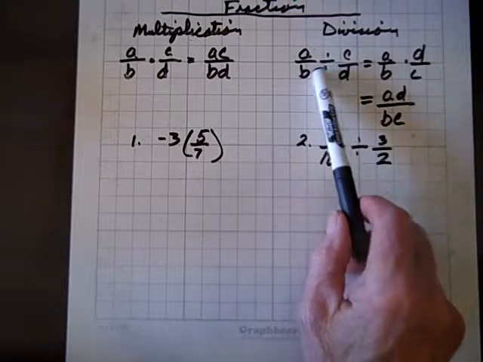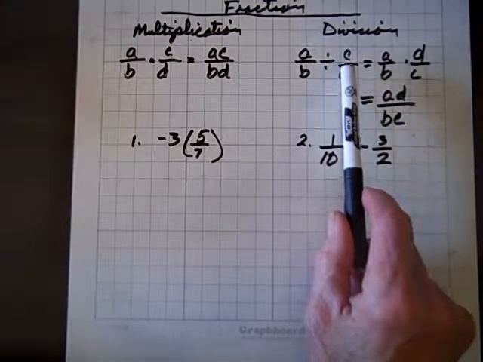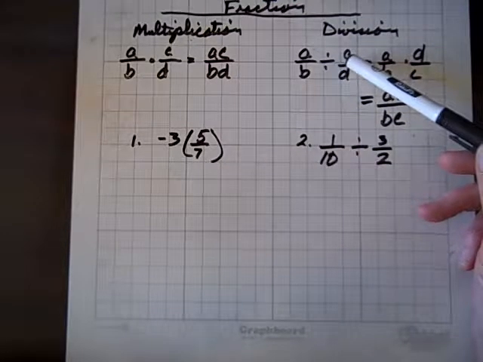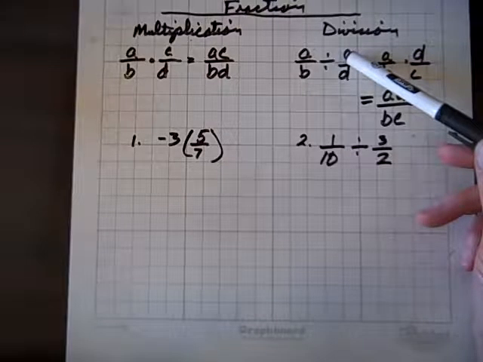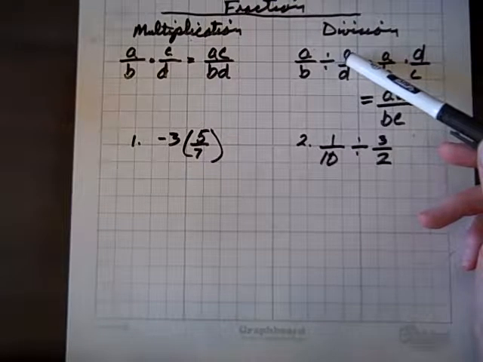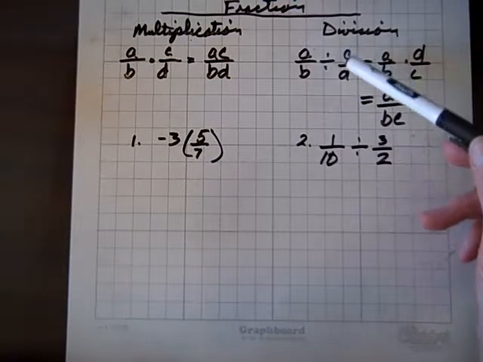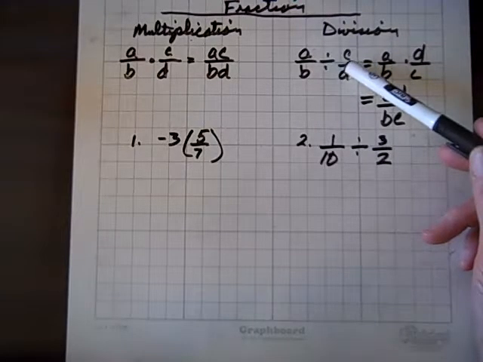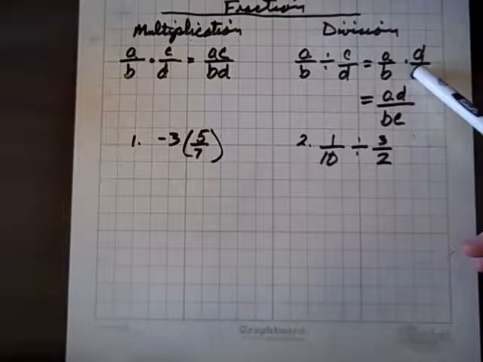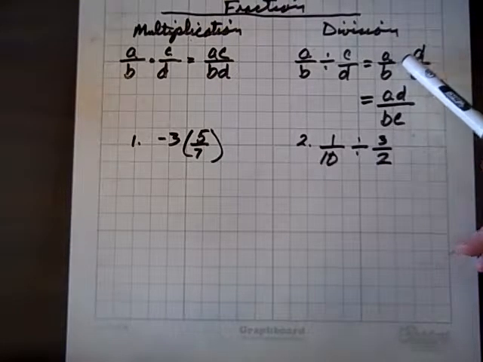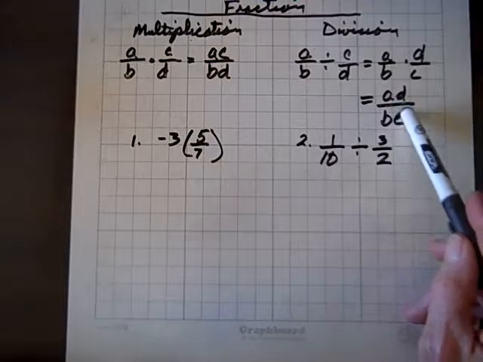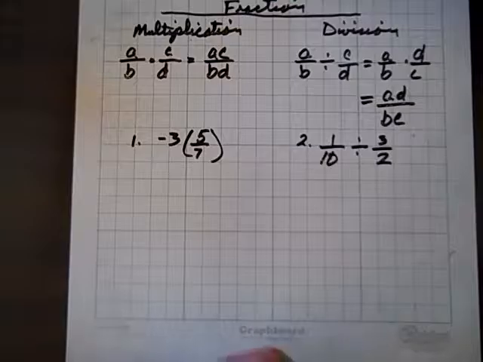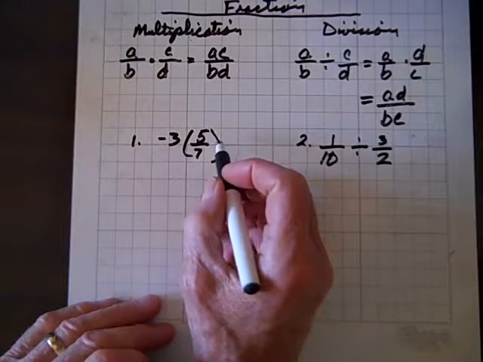On the other hand, when you divide, you have to first convert the division into multiplication, and you do that by inverting the divisor. So we have A over B divided by C over D. We'll turn this into multiplication by replacing C over D with D over C. We inverted it. And now we have multiplication, and then we'll multiply straight across. Numerator times numerator, denominator times denominator.